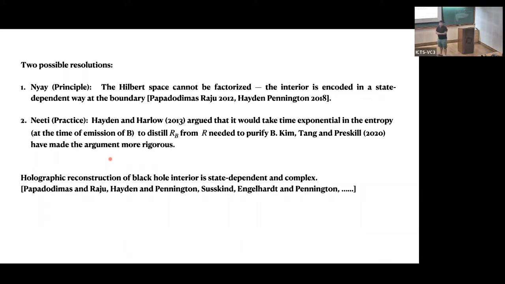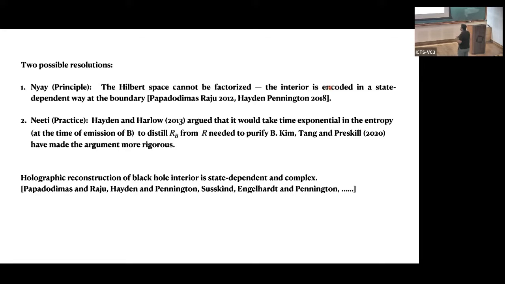As a matter of principle, it has been argued very brilliantly, firstly by Raju and Papadodimas, that the Hilbert space cannot actually be factorized. They were the first to point out that the interior is encoded in a very state-dependent way in terms of the boundary. Then Hayden and Penington gave a very nice way to understand the state dependence, but they put it completely in the framework of subsystem quantum error correction. I don't want to go into that. In my review, I have written a section on this.